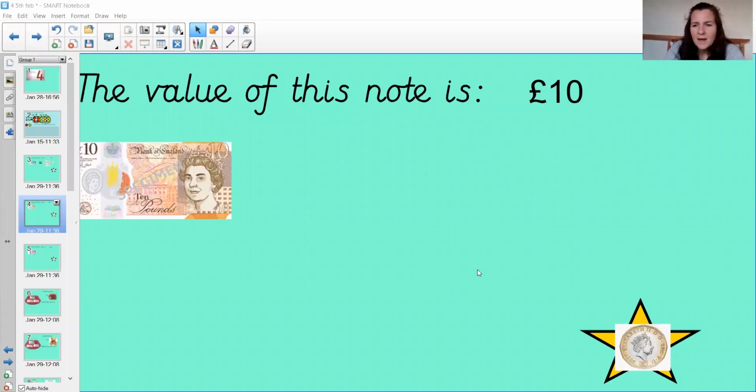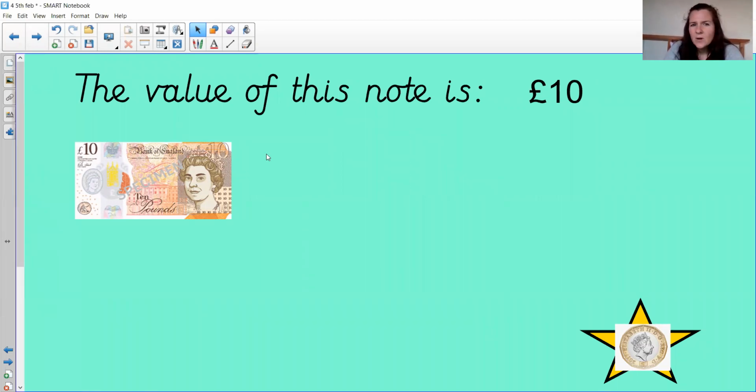Okay, everyone, so we're just going to have a look at the value of this £10 note. Okay, so here we have a £10 note. Now, I wonder how many pound coins do you think our £10 note is worth? Have a chat to the person next to you. Okay, should we find out?